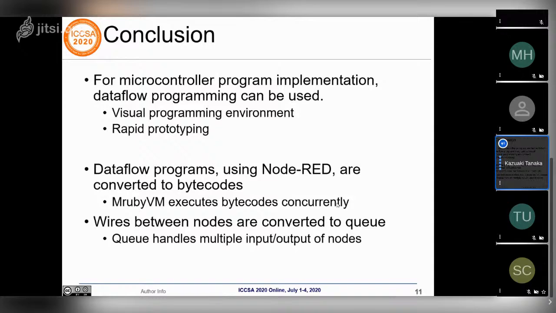Several data processing tasks are executed concurrently and passed to the next node by the queue. It is very natural to execute in MRV code, and I think this is very useful for IoT software development.